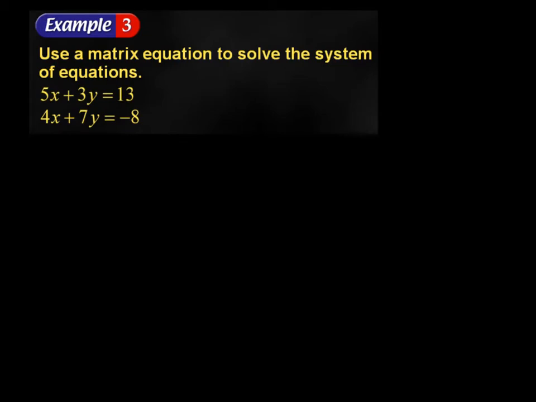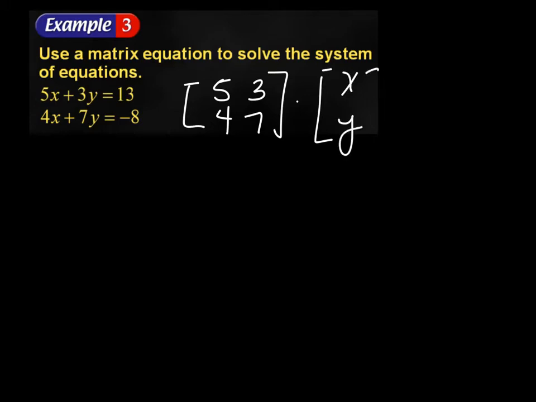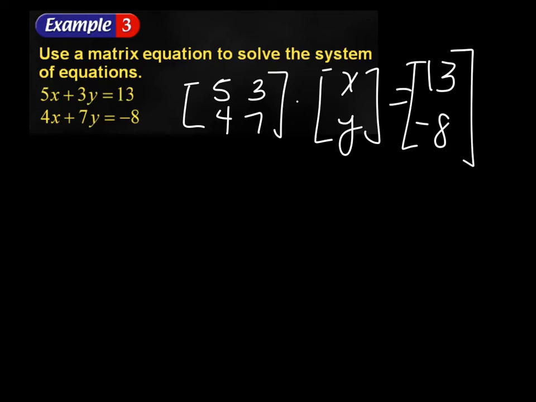Here we go. Use matrix equations to solve a system of equations. Okay, so first we need to write it, which is what we've already been doing. So we've got 5, 3, 4, 7, and xy equals 13, negative 8. Now, normally we undo whatever is happening to our variables. So we want to multiply both sides by the inverse of this 5, 3, 4, 7 matrix.